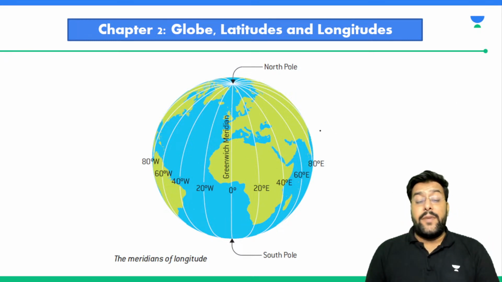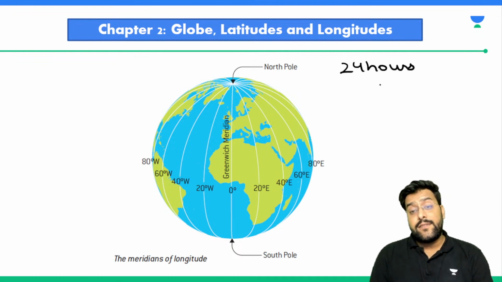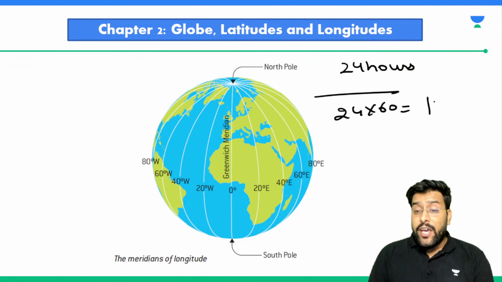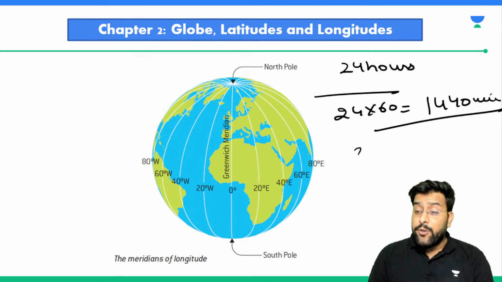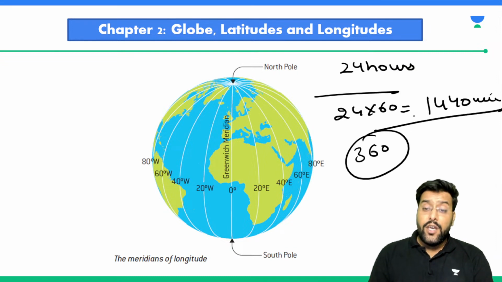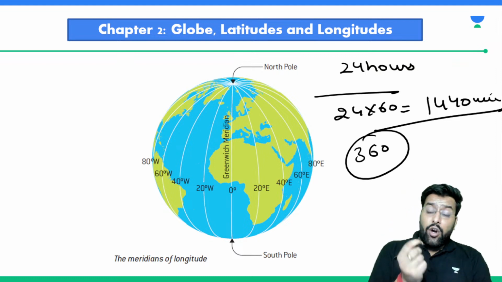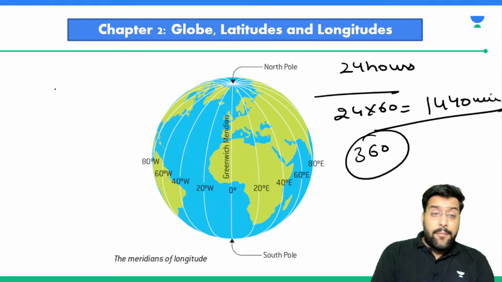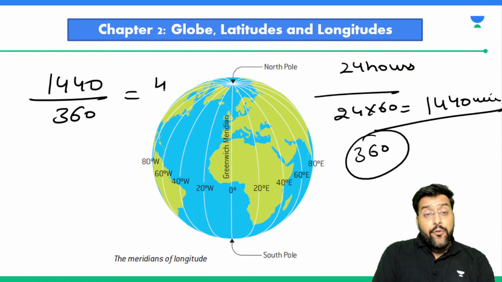What difference will it make? As I told you, in a day we have 24 hours. Every hour has 60 minutes. So we have 1440 minutes, and the total number of longitudes we have is 360. So how much time each longitude will represent can be found out like this: 1440 divided by 360. So it is 4.